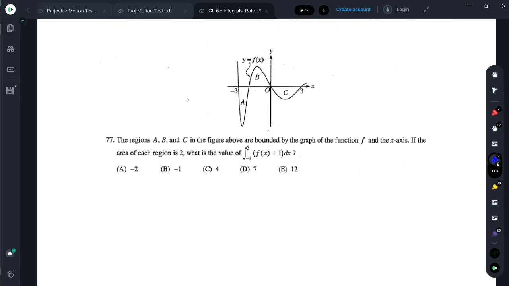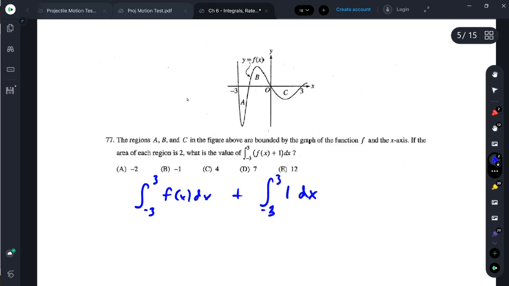All right, we have the regions bounded by A, B, and C shown in the figure above. And it says if the area of each region is 2, then what is the value from -3 to +3 of f of x plus 1? What we want to make sure we do on this is separate this. So -3 to 3 of f of x dx plus the integral from -3 to 3 of 1 dx. What a lot of students will do is they'll see like this side is the areas under the curve. So this side is going to be for A, it's going to be -2. Then for B, it's going to be +2. And for C, it's going to be another -2.